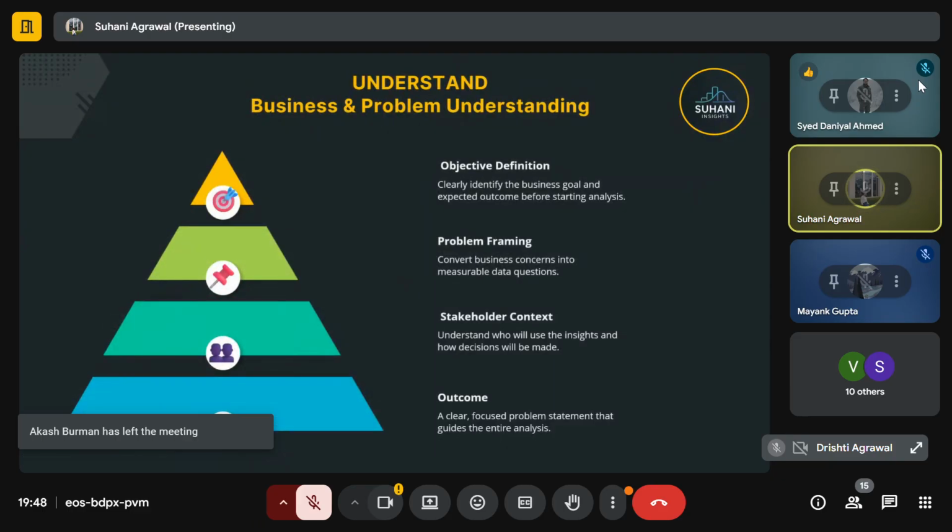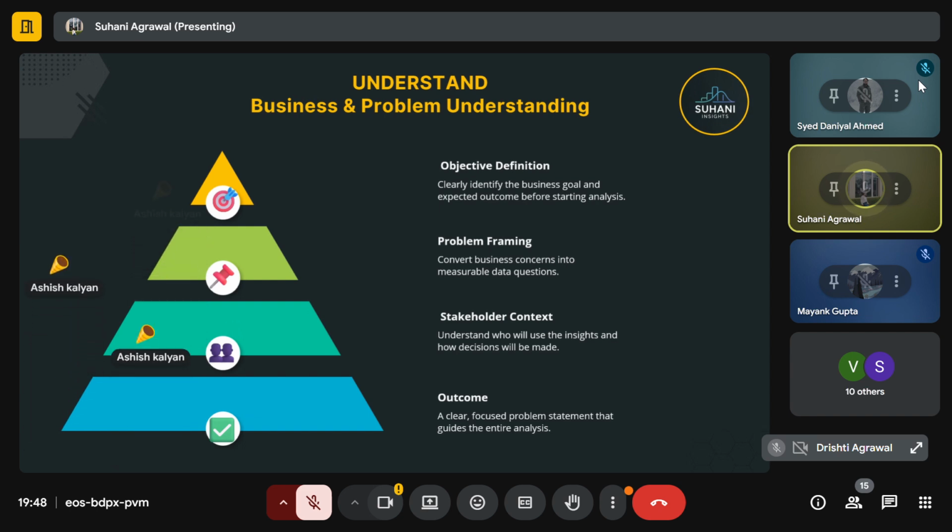Let's start with the first step. Okay, understand. By understand, now we are at the first and the most important step of the data. Beginners always skip this. Because of that, if you don't understand the problem, your analysis will fail. To understand the problem, it can be done in four simple steps. First, to identify the objective, the goal which the company wants to solve, or what outcome the company needs from this analysis.